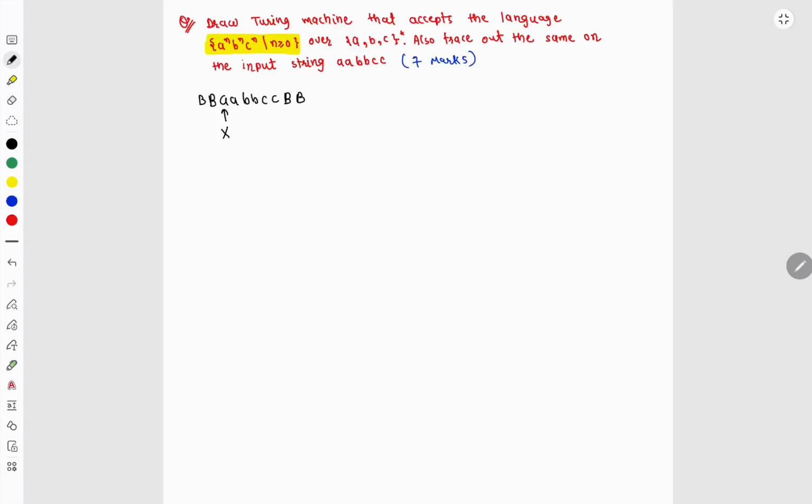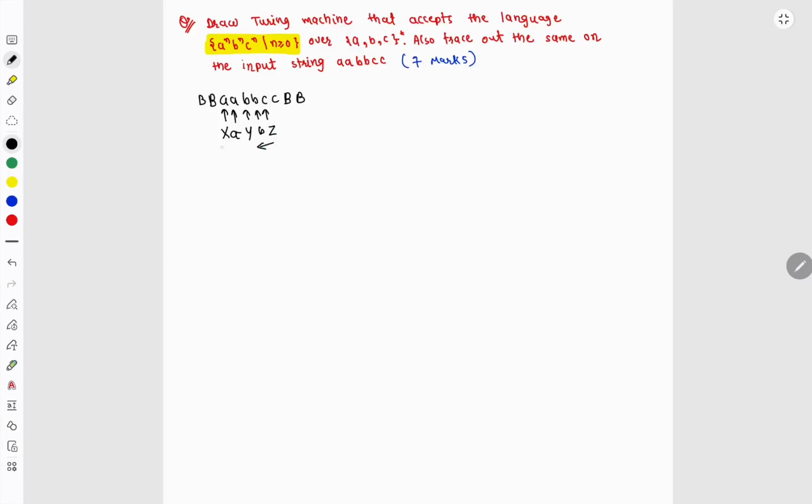Now, after replacing the first a with X, we need to move towards the right. We need to move towards the right until we get the b. That means in between the first a and first b, whatever number of a's will come, we need to keep those a's as they are. So here we need to keep this a as it is. Now, as b came, we need to convert that b into capital Y. Now again we need to repeat that until we get the matching c. We need to keep this b as it is and convert this c into capital Z and move towards the left side.